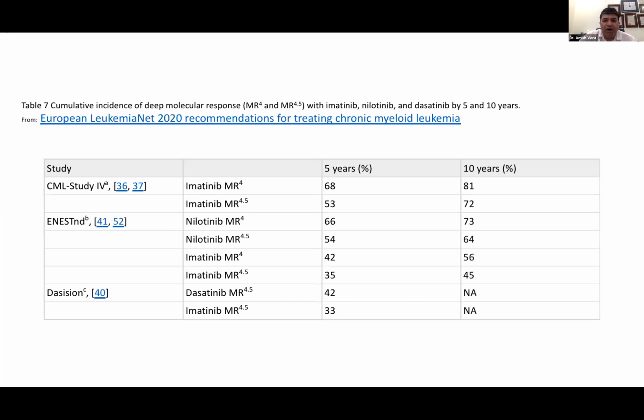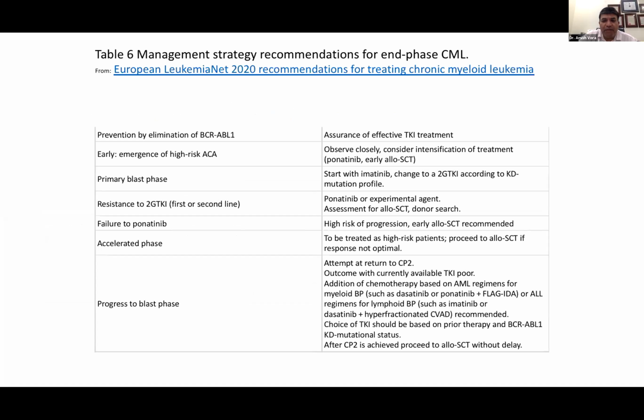Sir, if ponatinib is not available and you do a KD mutation study and you find T315I, of course, normally we counsel for allogeneic stem cell transplant and transfer the patient to where transplant is done. But in the meantime, do you change to any TKI which is not used, or what is the practical approach in these patients when ponatinib is not available, sir?